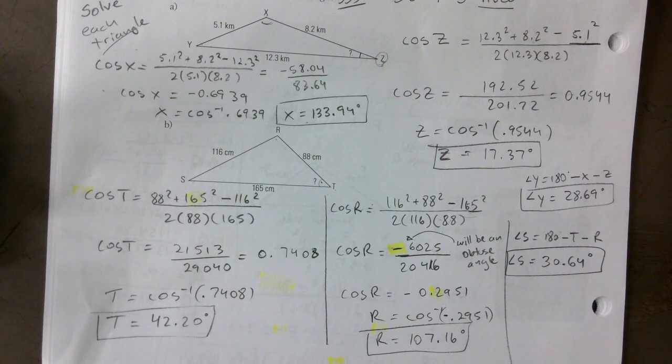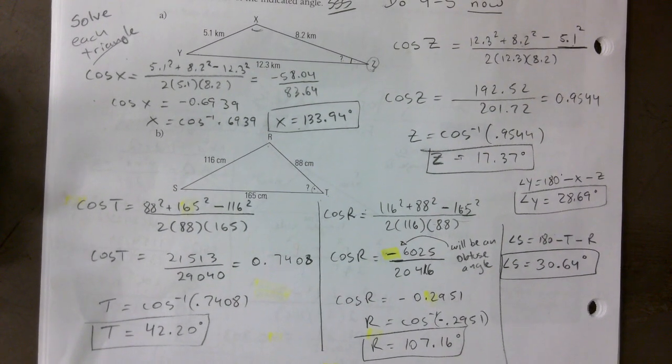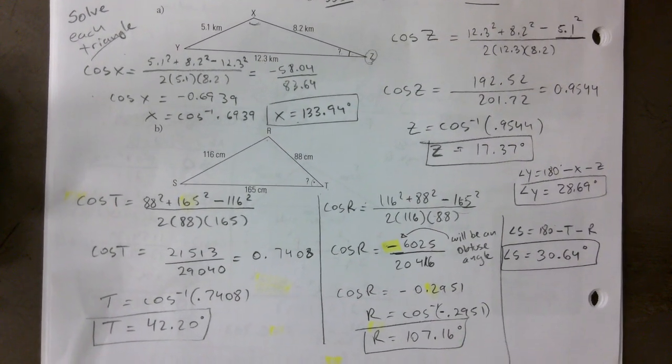And on your study sheet, may I suggest that you add the fact that if it's a negative for cosine law, it's going to be an obtuse angle. Sine law doesn't have negatives, it doesn't know the difference. Cosine does. All right.